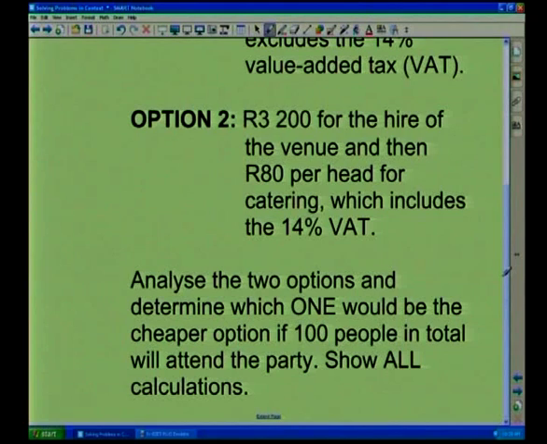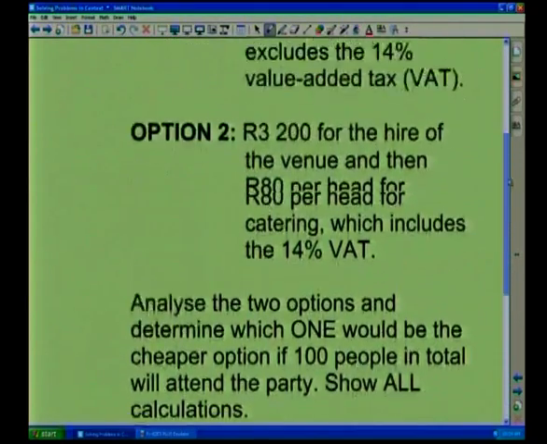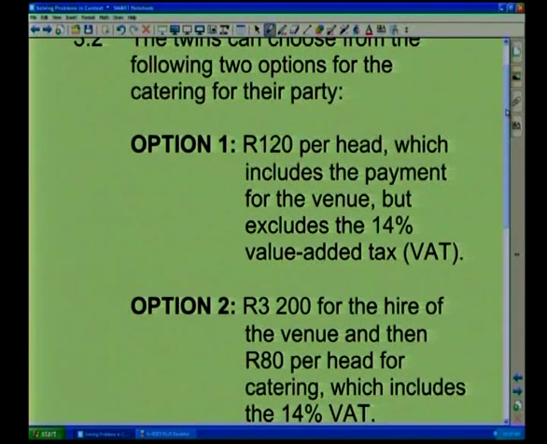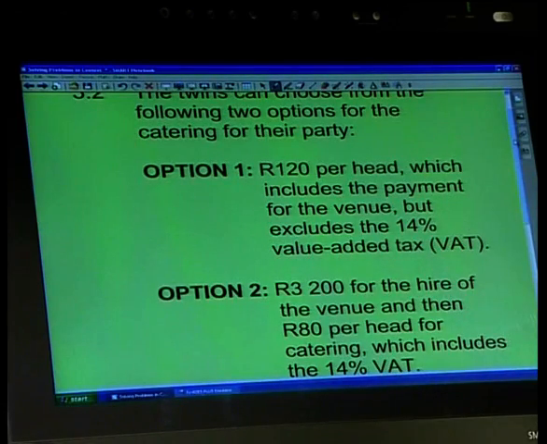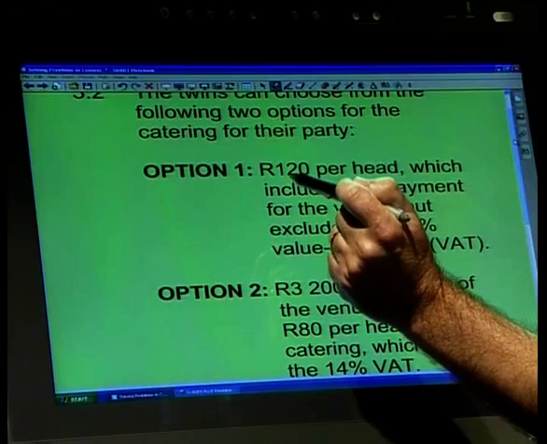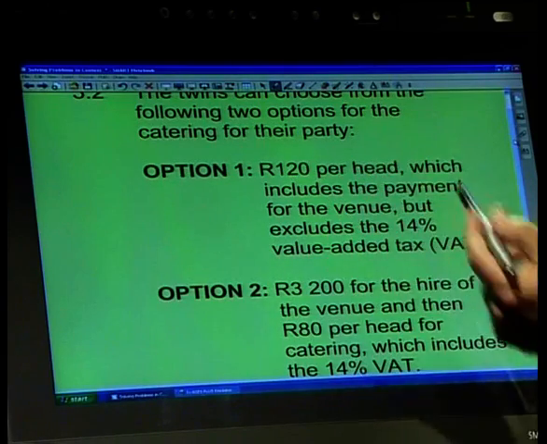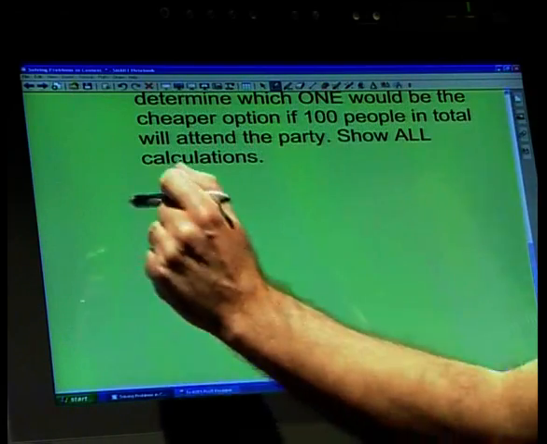Analyze the two options and determine which one would be the cheaper option if 100 people in total will attend the party. And we need to show all our calculations. Well, we're going to have to do several calculations to answer this question. The first thing is, we want to know what is the total cost for option 1 for our 100 people that are coming to attend. Well, if every one person pays 120 Rand, then 100 people are going to pay 120 times the 100. So let's start over there.